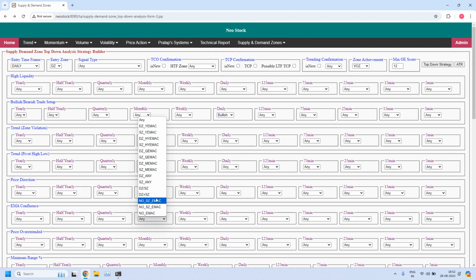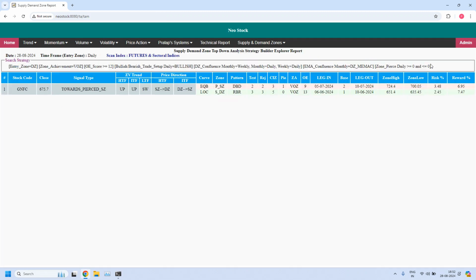Monthly demand zone with monthly EMA confluence. I enable this filter. Yes, this stock also has monthly EMA confluence in the monthly time frame. In the same monthly zone, we have a weekly zone. Inside the weekly, we have a daily zone, zone confluence. It's a great setup, a high probability setup. Only one stock is filtered.